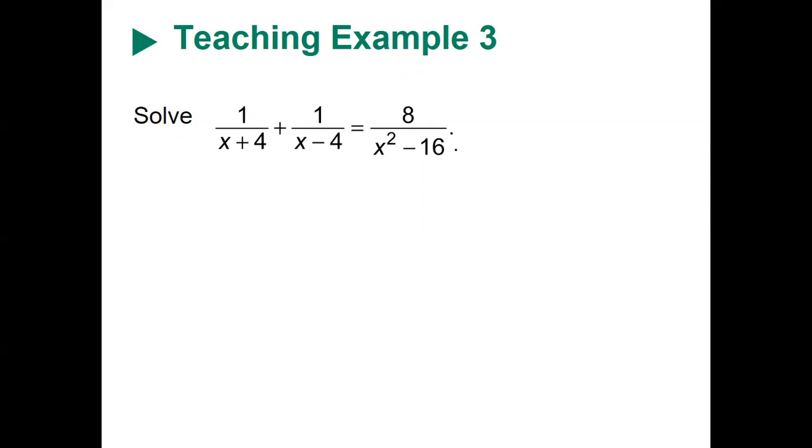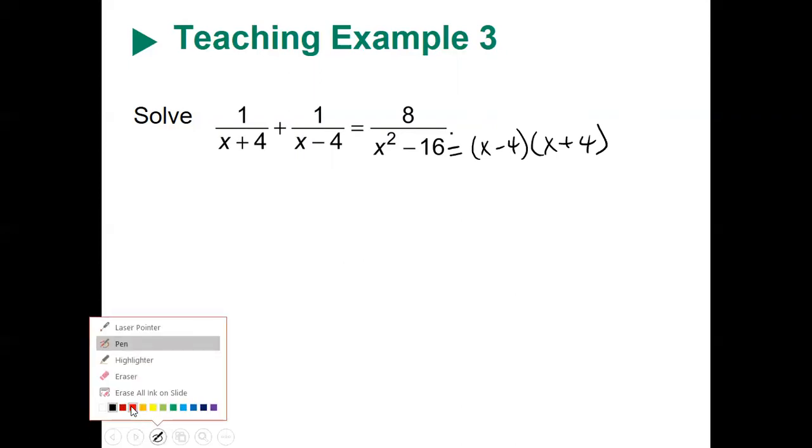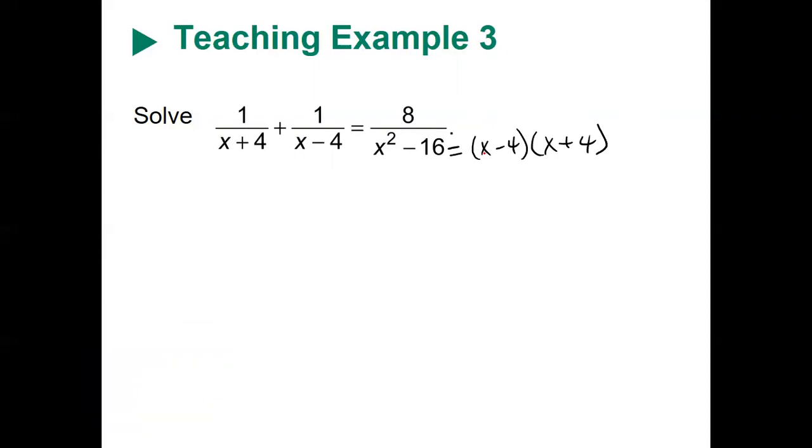So if I have x squared minus 16, well, x squared minus 16 equals x minus 4 times x plus 4. Because what multiplies to give me negative 16, but adds to give me 0? Negative 4 and positive 4, right? So when I'm trying to turn this into one denominator, this is clearly my LCD, my least common denominator.